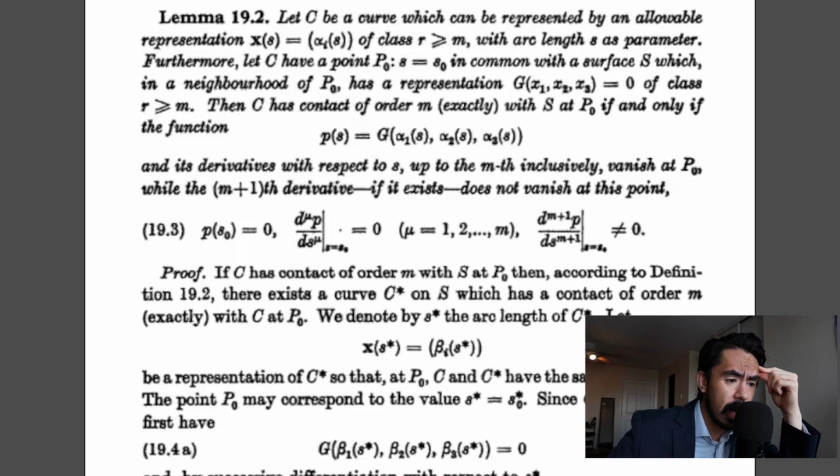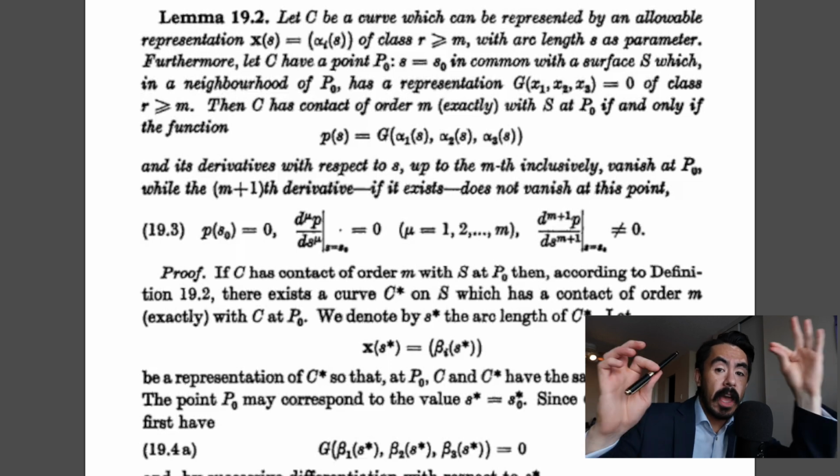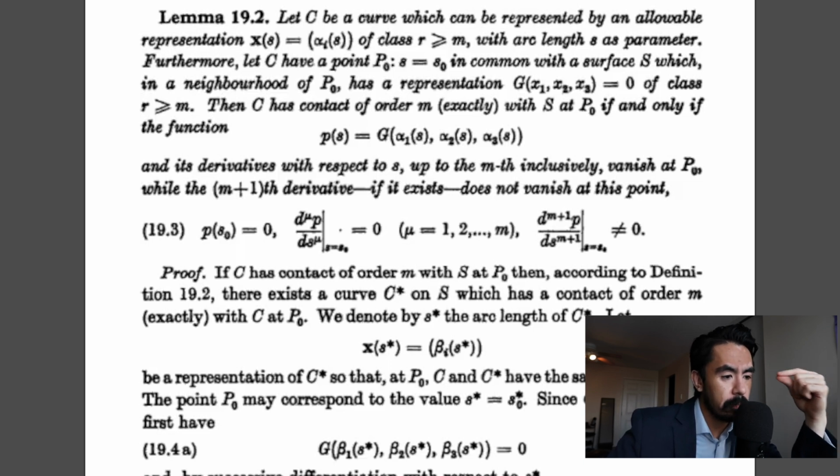Then C has contact of order m exactly with S at P naught if and only if, so the proof is going to show forwards and backwards, just a warning, the function p of s is equal to the function g evaluated at alpha sub 1 of s, alpha sub 2 of s, and alpha sub 3 of s, and its derivatives with respect to s up to the mth inclusively vanish at the point P naught, while the m plus 1th derivative, if it exists, does not vanish at this point.